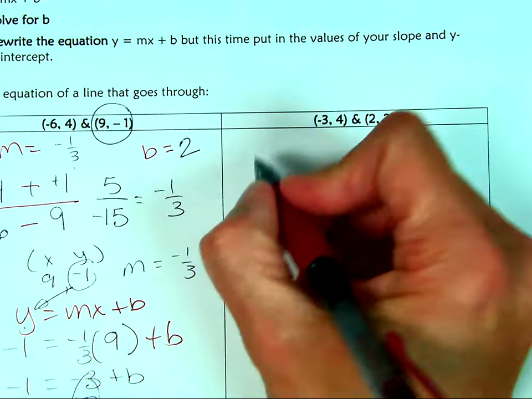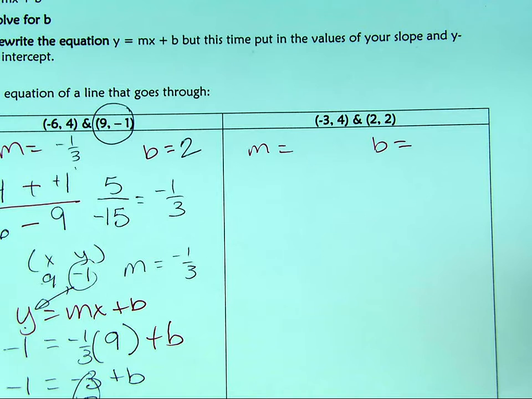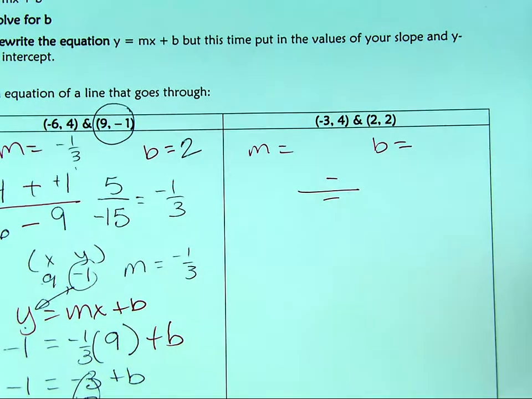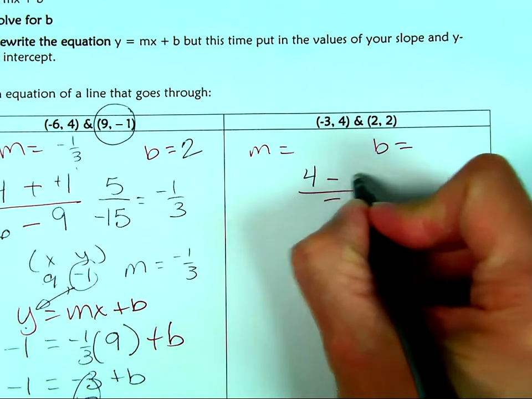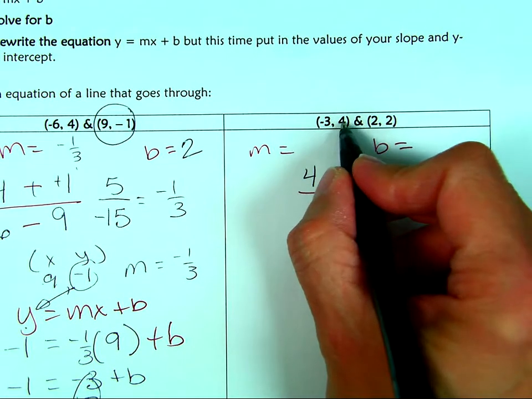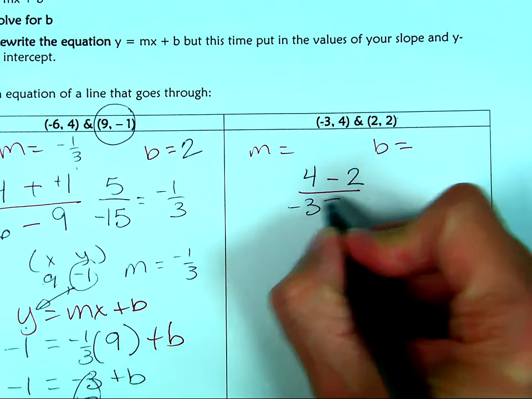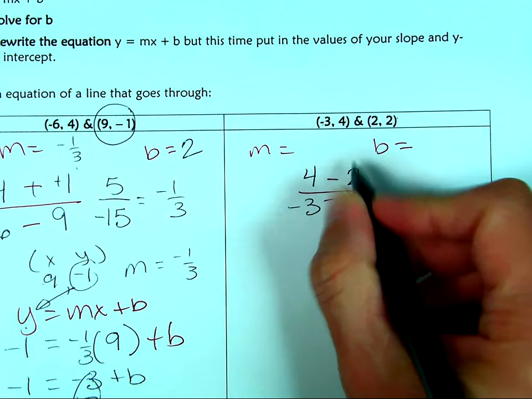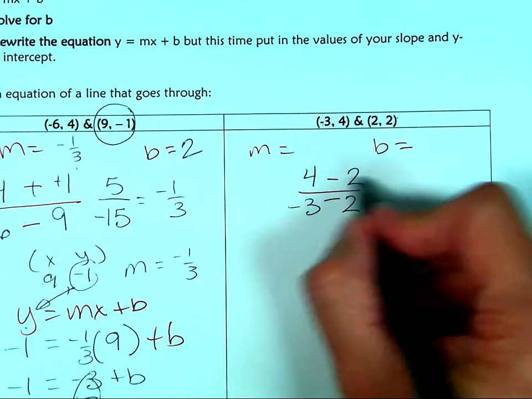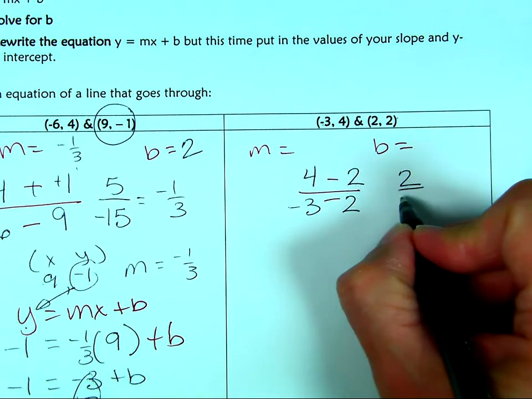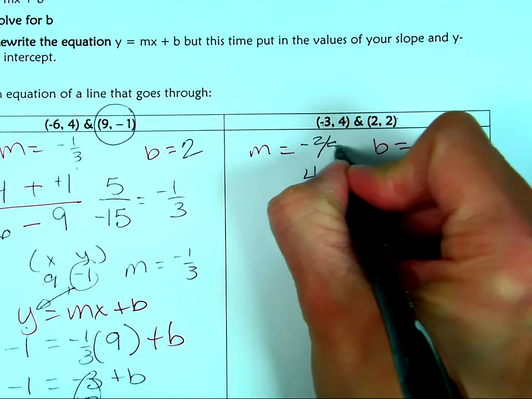Okay? So again, we need our m and we need our b. So we're going to use our little slope formula, right? Y minus y over x minus x. So we're going to say 4 minus 2. That's our y. And negative 3 minus 2, that's x. So y minus y, x minus x. So 4 minus 2 is 2. Negative 3 minus 2 is negative 5. So our slope is negative 2/5.